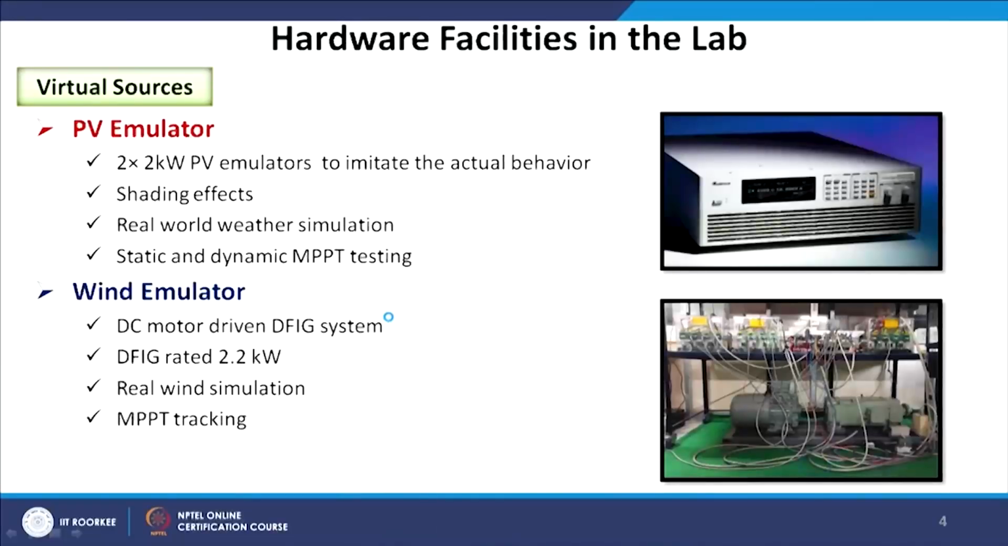Now, we have a wind emulator which can mimic wind renewables, based on a DFIG rated at 2.2 kilowatt capacity. Real wind simulation is possible, and we can track MPPT. That is good news. As a whole, the PV of 4 kilowatt and the wind of 2.2 kilowatt have at this moment been connected to the test bed.